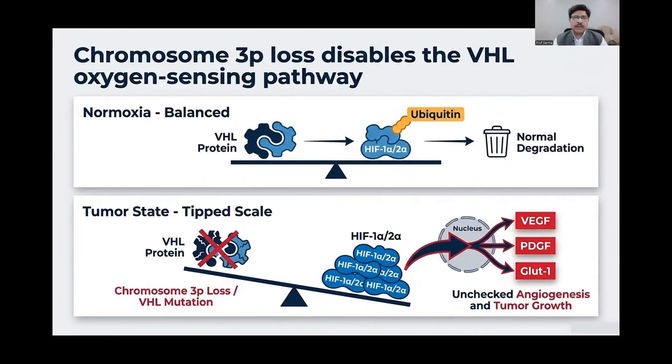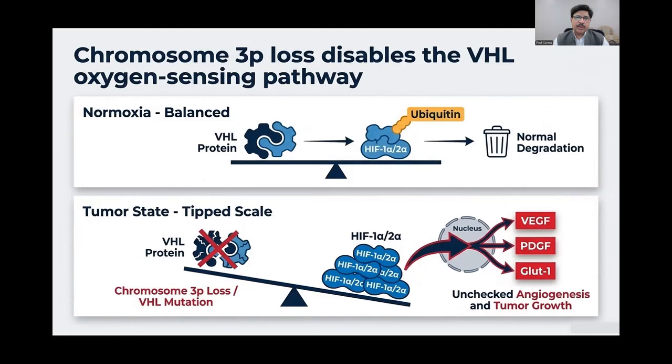In normoxia, that means where there is no tumor, 3P is working well, chromosome 3P, there is no loss, naturally VHL protein is there. This VHL protein acts on the HIF 1 alpha and 2 alpha, so much so these are presented to the ubiquitin and they are metabolized and no oxidative stress.